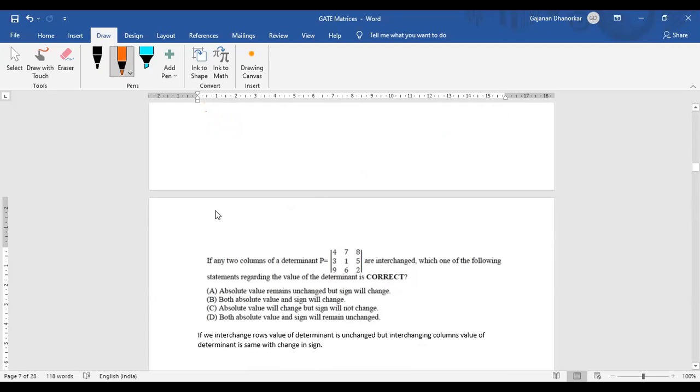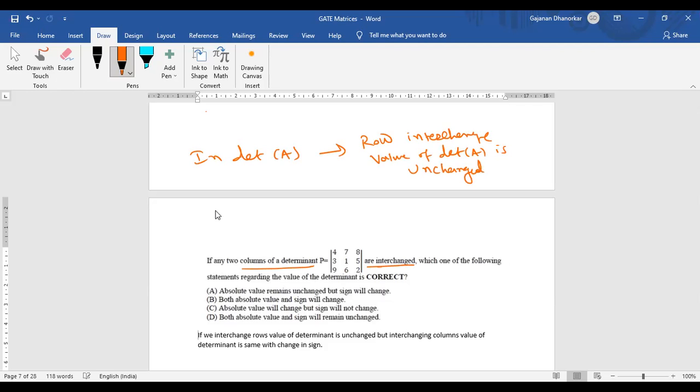Here, this is again a property for determinants. If we have to find the determinant of this matrix and two columns are interchanged, remember this. In the determinant, if we are finding the determinant of this matrix and rows are interchanged, then the value of the determinant is unchanged. The value of this determinant is unchanged.